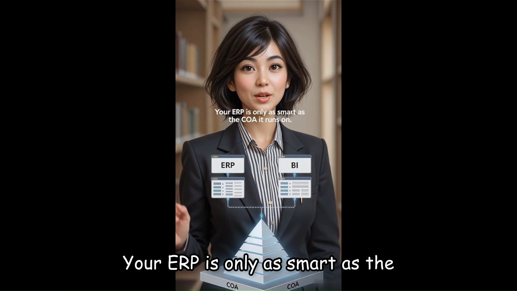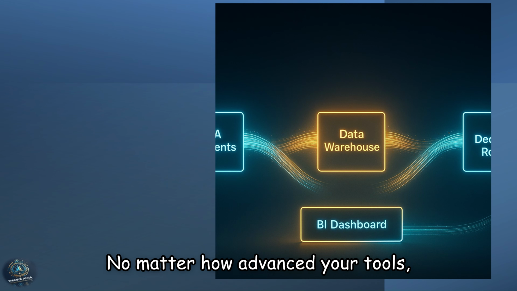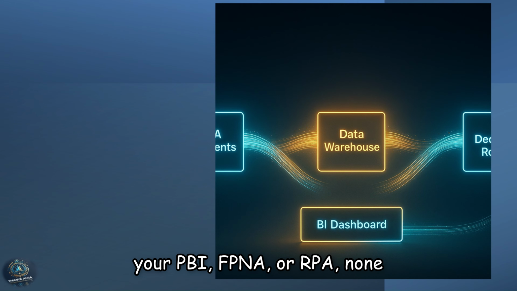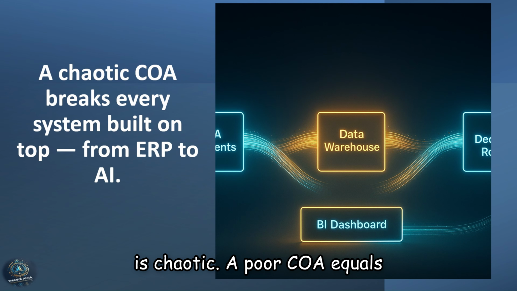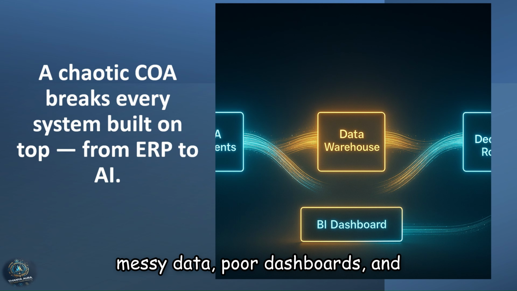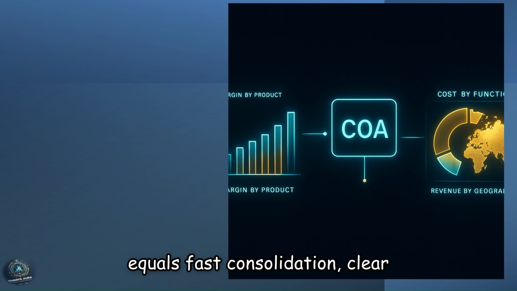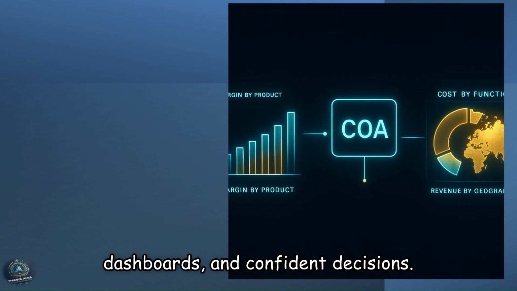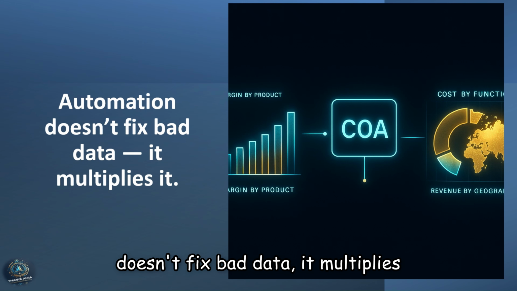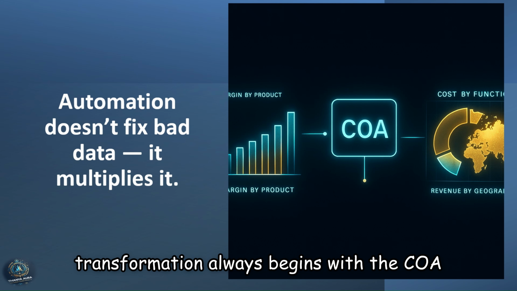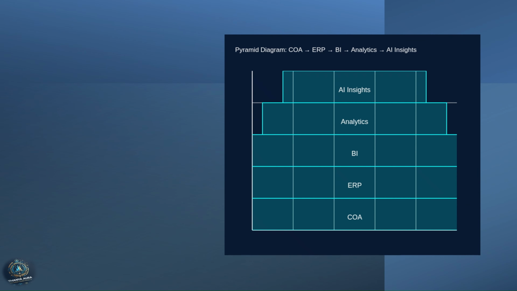Your ERP is only as smart as the COA it runs on. No matter how advanced your tools, ERP, BI, FP&A, or RPA, none will produce clarity if your COA is chaotic. A poor COA equals messy data, poor dashboards, and inaccurate automation. A structured COA equals fast consolidation, clear dashboards, and confident decisions. Remember this golden rule. Automation doesn't fix bad data. It multiplies it. That's why digital finance transformation always begins with a COA quality review, mapping, cleaning, and redefining.